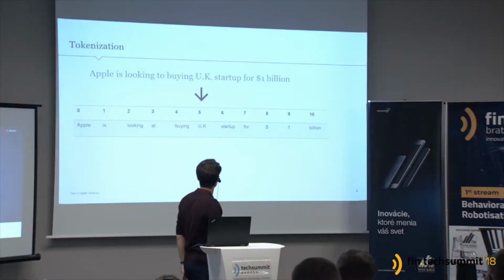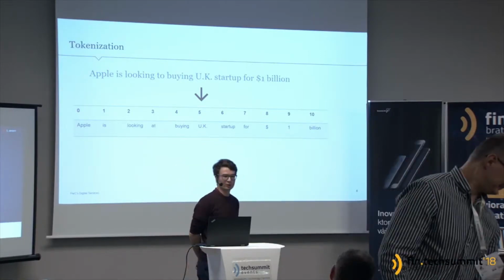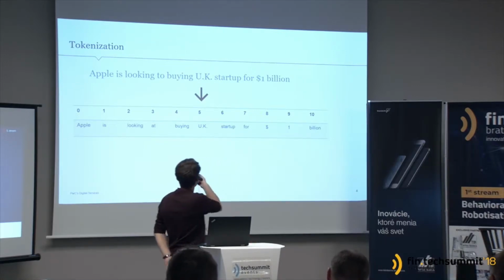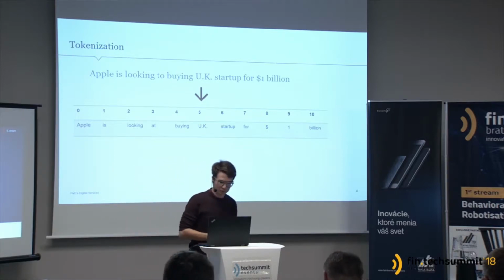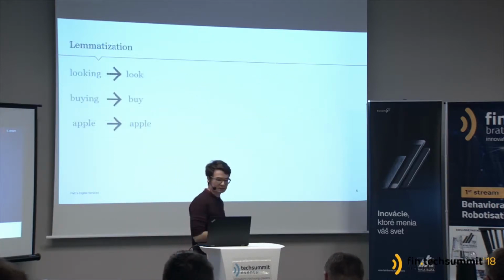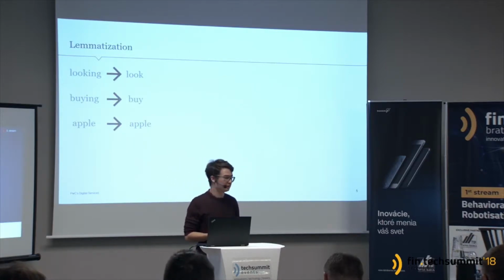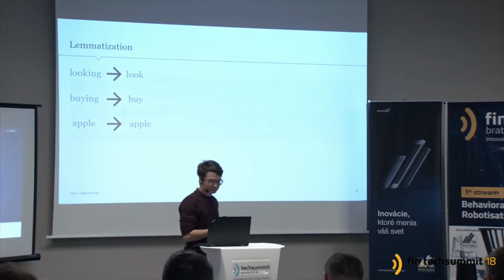So the most basic NLP task, the natural language processing task, is called tokenization, or identifying lexical units in a text. In other words, just splitting a text into separate words and punctuation. Next task is also quite simple, lemmatization. It's just transforming a word in its basic form. So from look into look, apple from apple doesn't change.